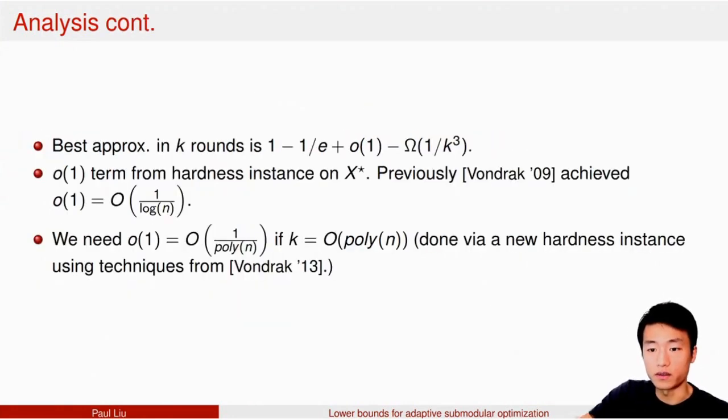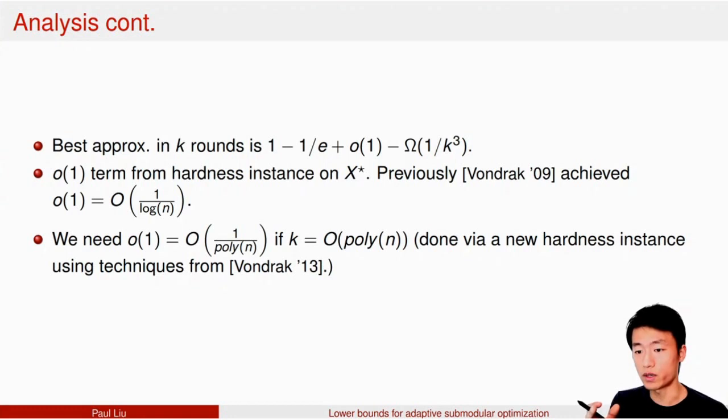With this function, the best approximation we can get in k rounds is actually 1 minus 1 over e plus a little o of 1 from the hardness instance g, and then subtracted by the penalty term we found earlier. So for the whole thing to approach 1 minus 1 over e from below, the little o of 1 needs to be smaller than 1 over k cubed, where k is at most the number of rounds.